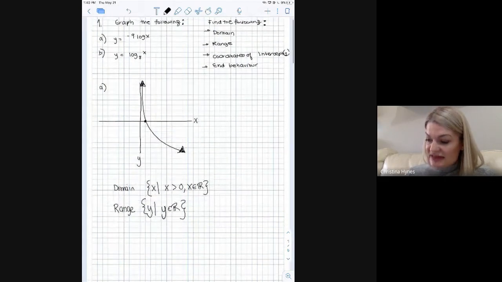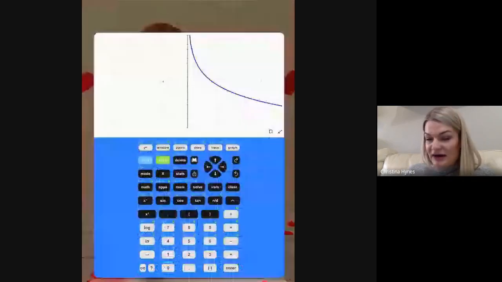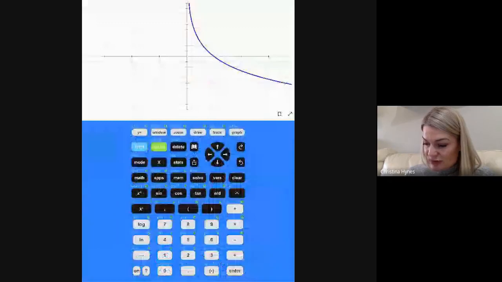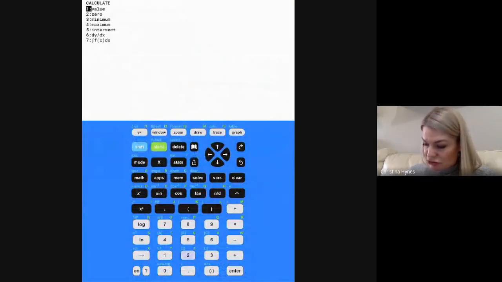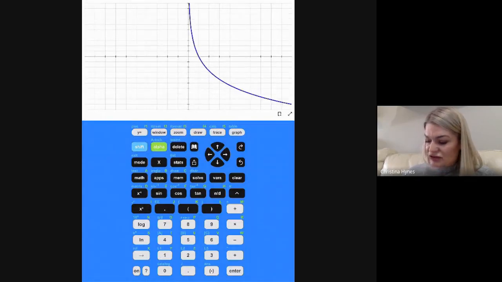The first question, the coordinates of the intercepts, they want the x-intercept and the y-intercept. So for the intercepts, there are no y-intercepts, or you can say none, because it doesn't touch your y-axis. And then for the x-intercept, if you want to confirm this, you can go second trace, number 2, and then go to the left side of that x-intercept, the right side of that x-intercept, and then press enter and enter again.